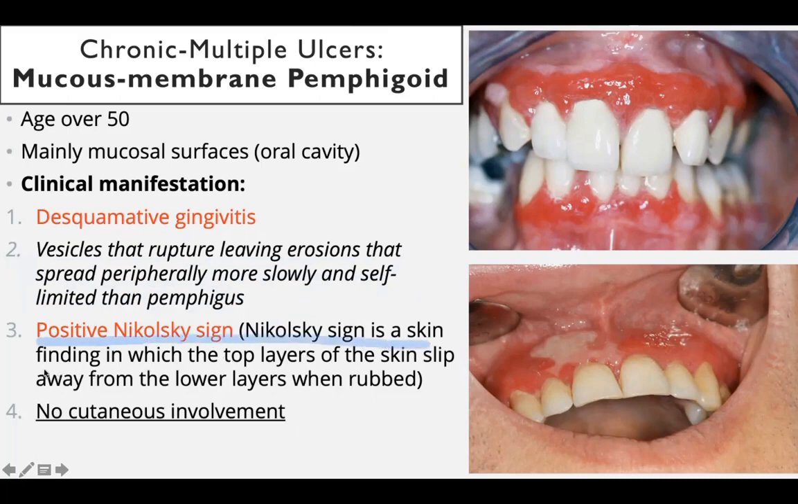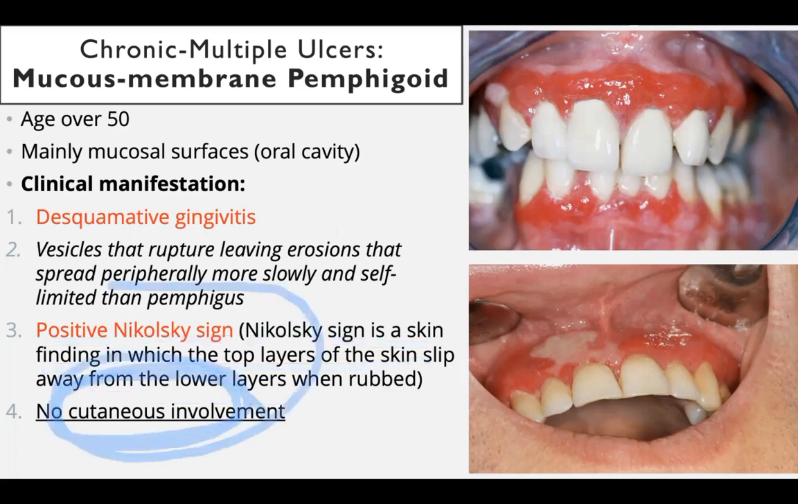So there is a sign for this, a positive Nikolsky sign. Nikolsky sign is a skin finding in which the top layers of skin slip away from the lower layers when rubbed. So if you have a cutaneous lesion and you press your finger against it, the top layers will be removed easily and the lower layers will remain, giving a more underlying erythematous appearance. There is no cutaneous involvement.